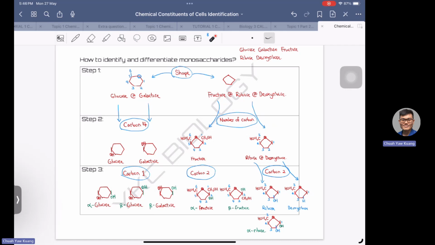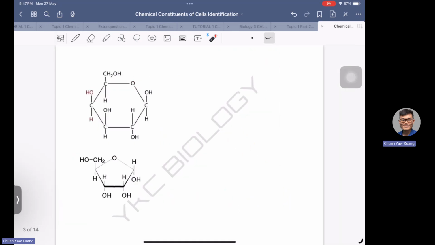And same thing goes to ribose or deoxyribose. In order to differentiate their alpha or beta ribose, alpha or beta deoxyribose, we look at their carbon number 1. Reason is the same because carbon number 1 is their anomeric carbon. Okay, so with that, we have done with this, and you can try on this example in order to have a knowledge check.